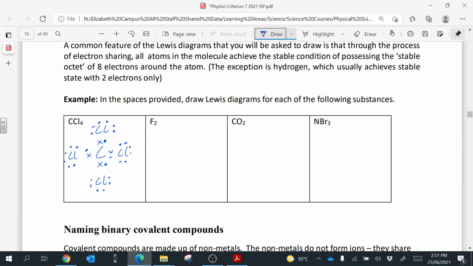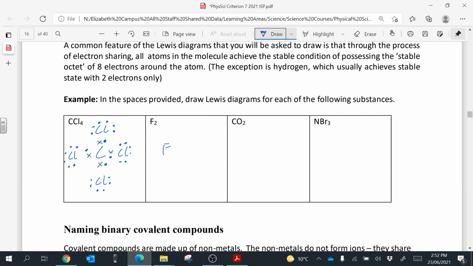And just notice that I've decided to draw the carbon electrons as crosses this time, and the chlorine ones as dots, just to show the difference, but they're all electrons. So it's up to you if you want to use crosses or dots. Just try to be consistent.